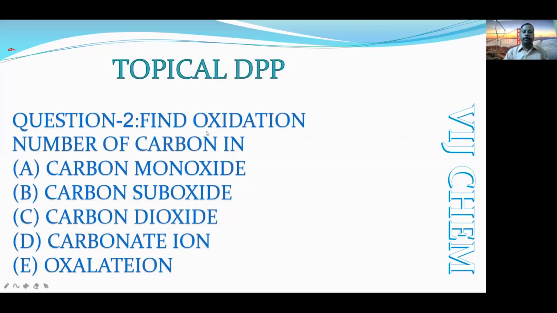Find the oxidation number of carbon. This is somewhat difficult as compared to the previous one, but I hope you will be able to solve it with the easiest and fastest means. Okay, so first carbon monoxide. Mainly you should know the formula also. This is according to the binary molecule trick: if oxygen is -2, carbon will be equal in magnitude but opposite in charge. So this is the first answer.